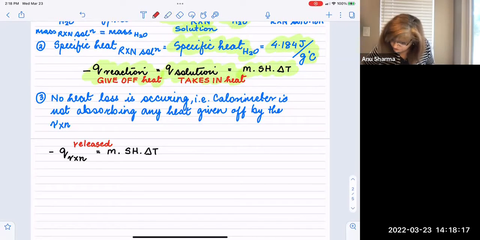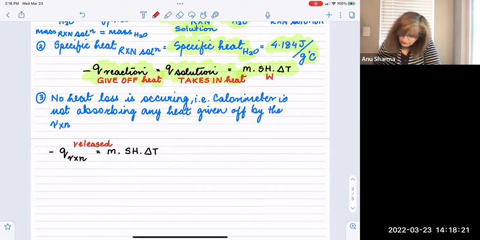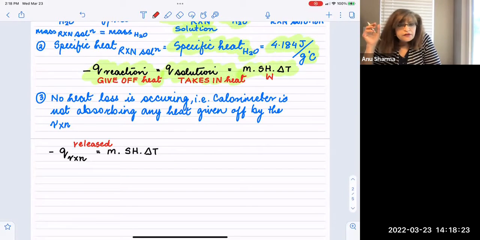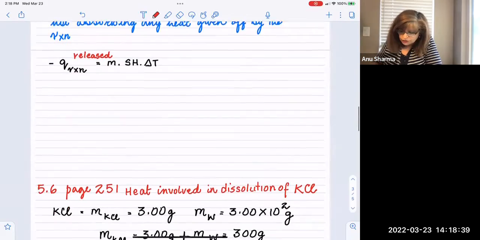So we will be using the specific heat of water in this case. We also assume that there is no heat loss. In other words, the calorimeter is not absorbing heat and there's no heat loss to the surroundings. So whatever heat is released when the bonds are breaking and new bonds are formed gets trapped in the reaction solution, which is the water.